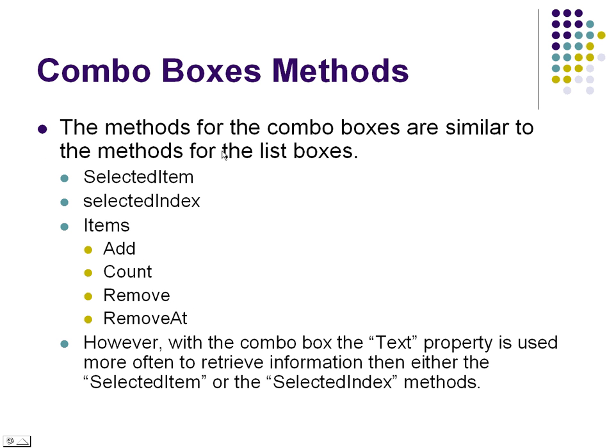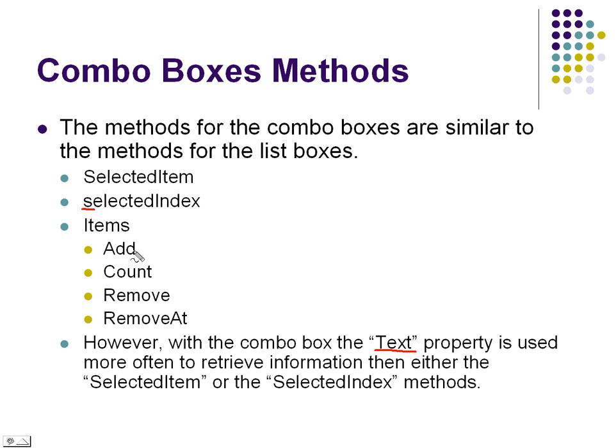Now let's see. Methods of combo box. They're very similar. We have one extra thing here. We have a text property that I want to call your attention to. We have all the others. Selected item, selected index. That should be a capital, by the way, right there.